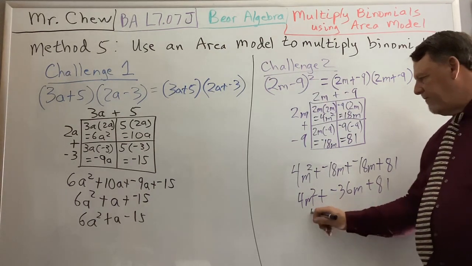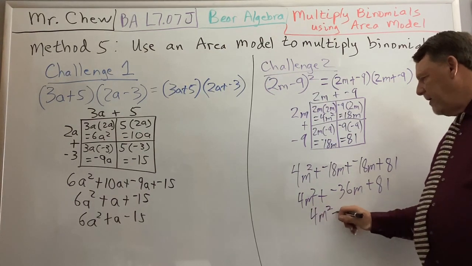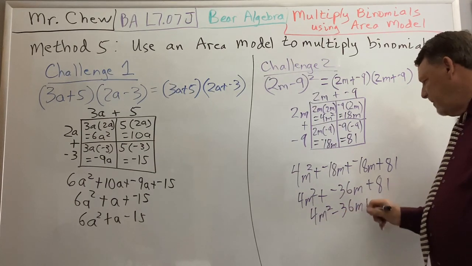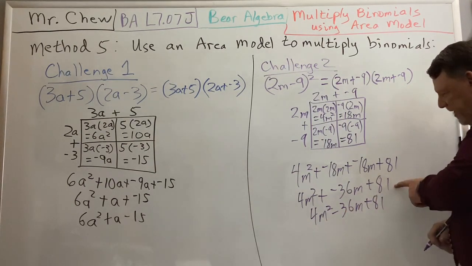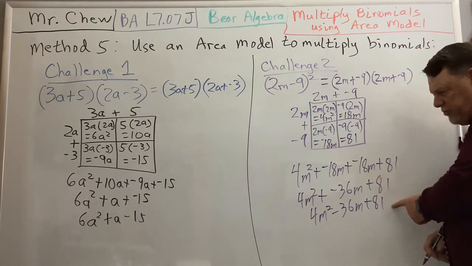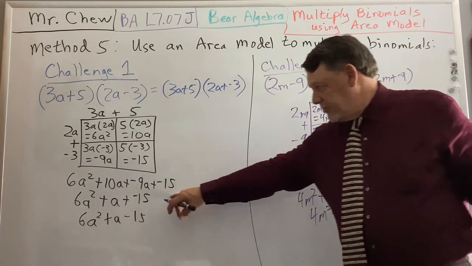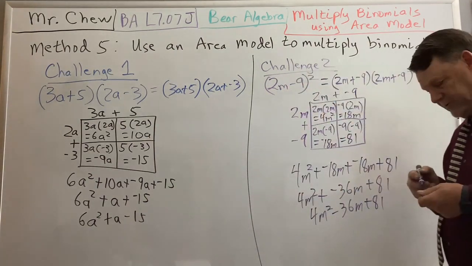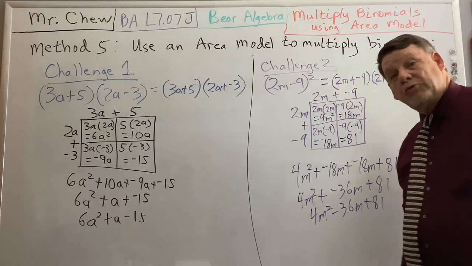This plus a negative, I ask you to write that as minus. If you had this answer here, you're still correct. Just get used to doing this. And if you had this answer, you were still correct. Just get used to doing this. So hopefully you got them both right.